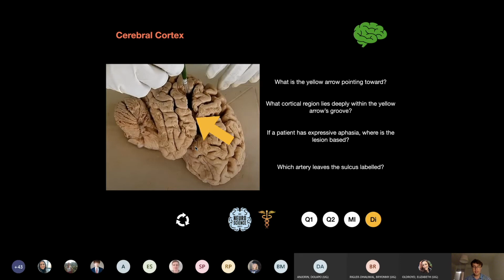And if a patient has an expressive aphasia, where is the lesion based? So if they can't speak, where is that lesion? And then which artery leaves the sulcus labeled? So it's really important that when you draw that circle of Willis, that you know where the anterior, posterior, and middle cerebral arteries go. In this case, the middle cerebral artery pops out of this lateral fissure and supplies superior branches and inferior branches. So it has a load of supply here that we'll come to in a minute.